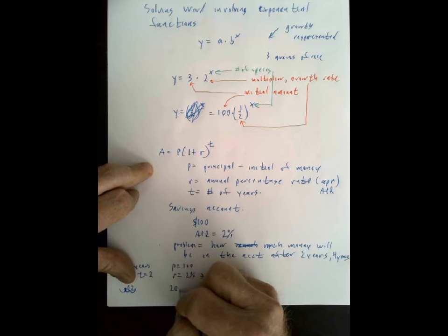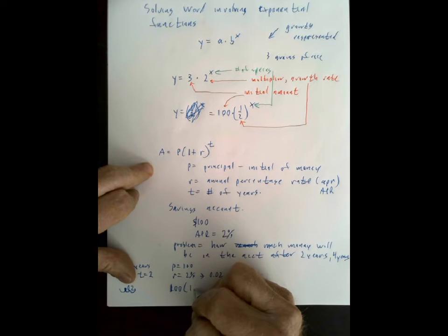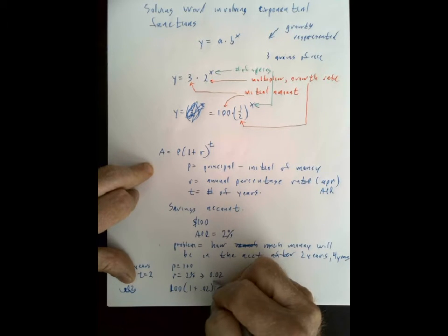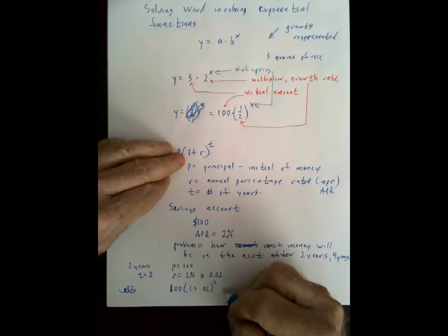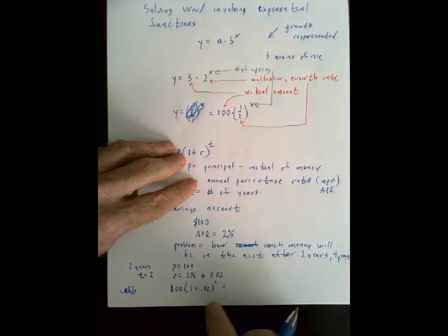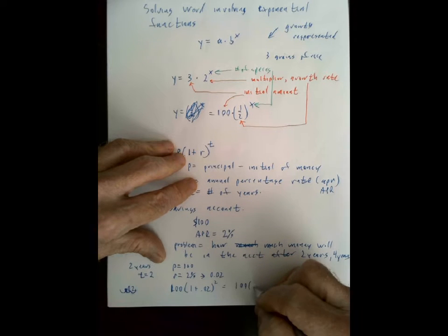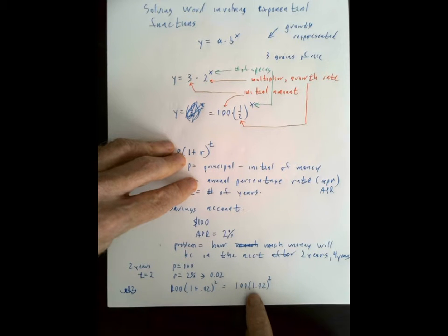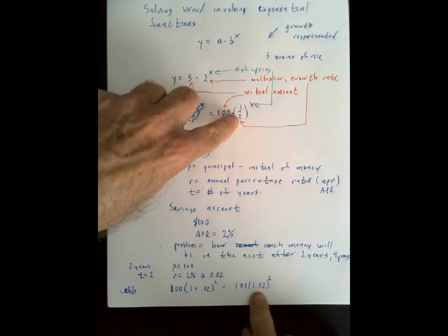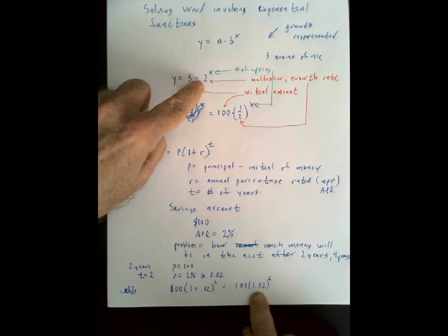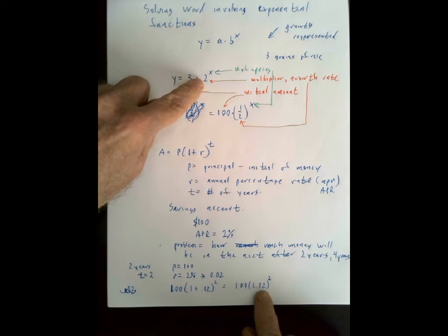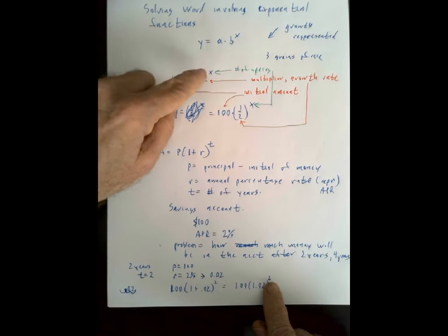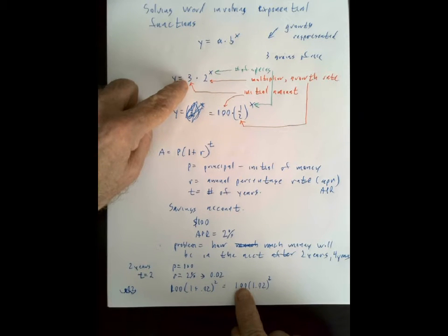So this is going to be 100 times 1 plus 0.02 to the 2, right? And if we simplify the 1 plus 0.02, that's 100 times 1.02 to the second power. Now you can see that, now that we've simplified inside the parentheses, this looks like our exponential growth function, where instead of 2, we've got 1.02, right? And 2 is the x number, the amount of time, and 100 is the initial amount. So it's the same kind of function.